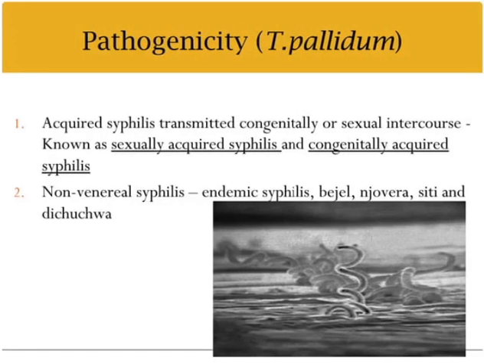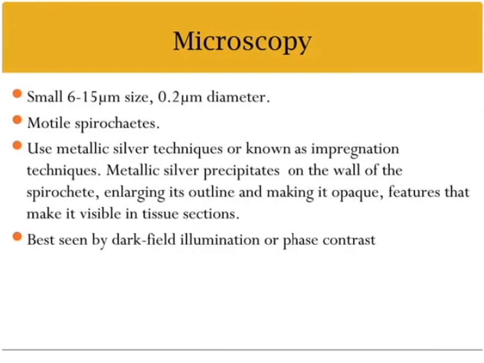Pathogenicity: acquired syphilis, transmitted congenitally or through sexual intercourse, known as sexually acquired syphilis and congenitally acquired syphilis. Non-venereal syphilis includes endemic syphilis, bejel, pinta and yaws.